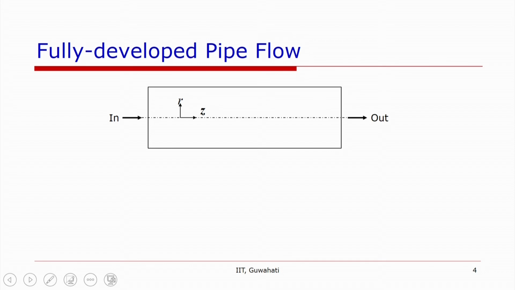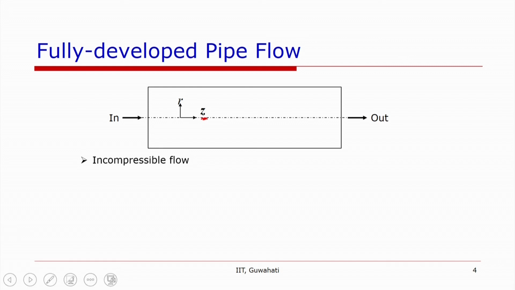So, for a fully developed pipe flow, let us consider a cylinder which has a circular cross section, and flow is happening in the axial direction, which we represent as the z direction here. The radial coordinate is r and the angular coordinate is theta, and because there is no flow in the angular direction, that velocity will be 0. Let us try to understand the assumptions that will be involved.